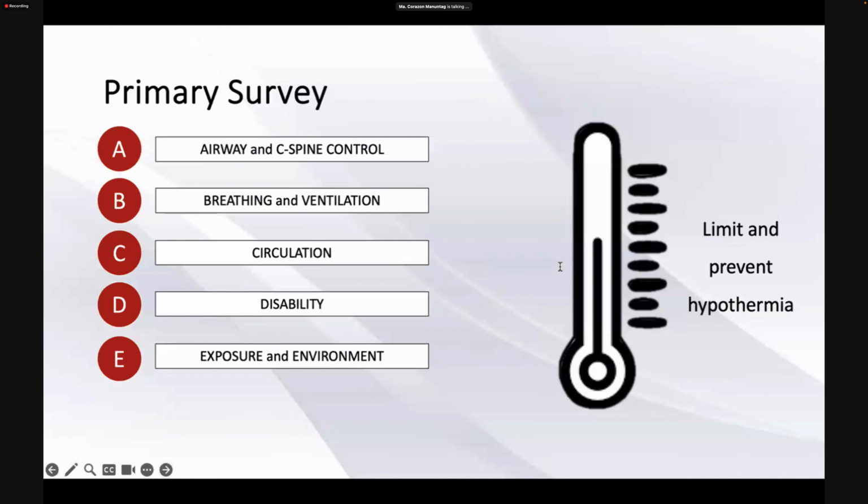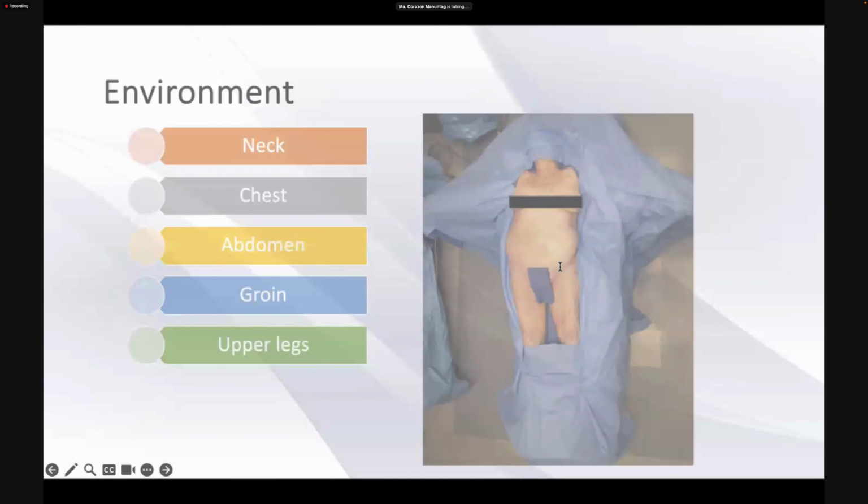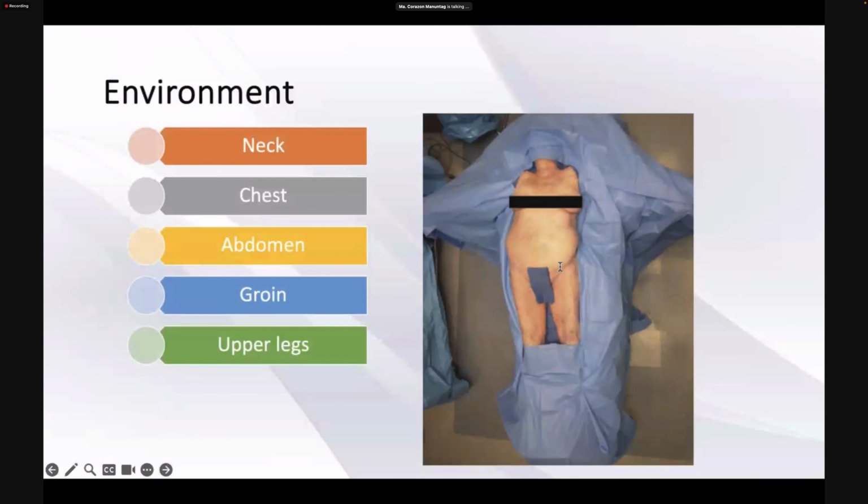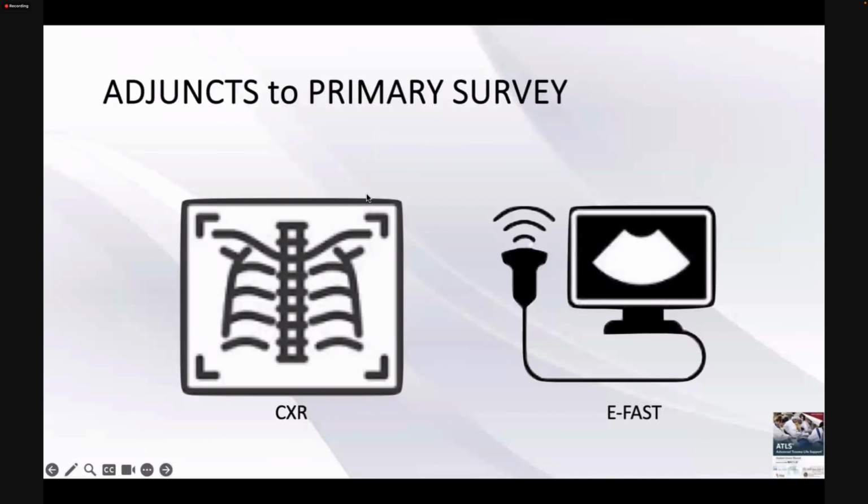E will simply be for the limitation and prevention of hypothermia. So you expose your patients, but please make sure to rewarm those patients afterwards. Cover them in warm blankets once you do your adequate exposure. Because you see, we lose a lot. We expose those patients and we lose a lot of your temperature to the environment.